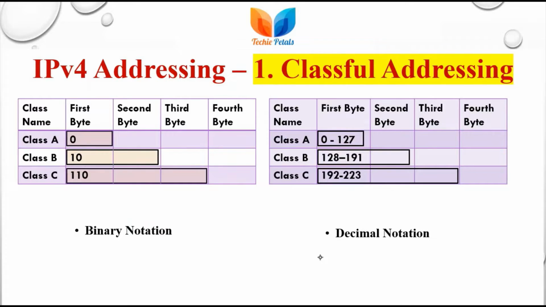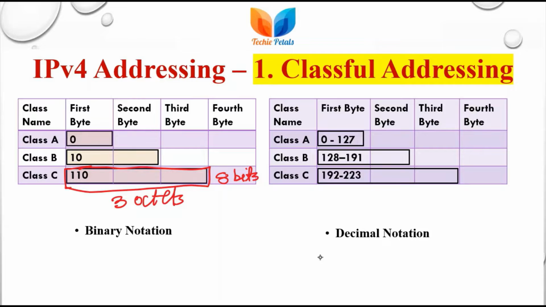For class C addressing, we are extending the network ID by 1 octet, and this time we are using 3 octets for the network ID and only 8 bits for the host ID. And the limitation of these classful addresses is that we have a limited number of networks and hosts.